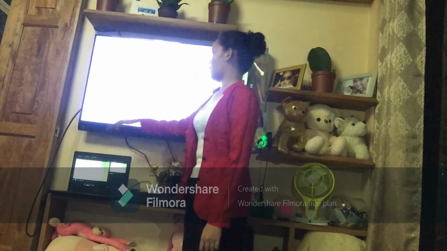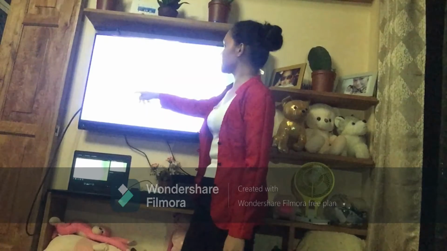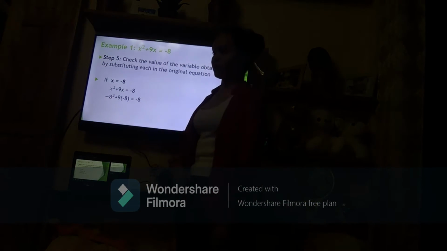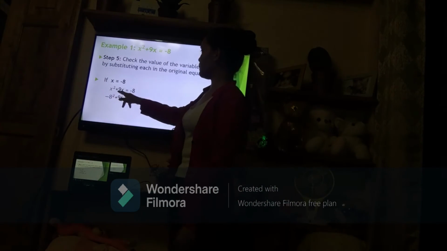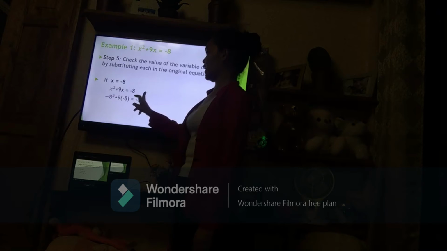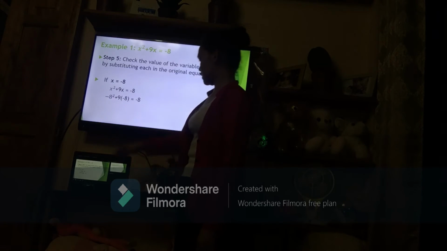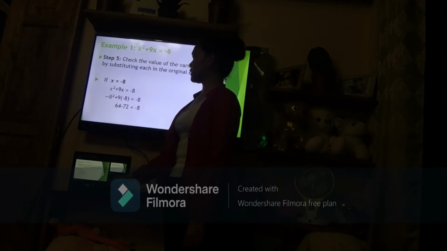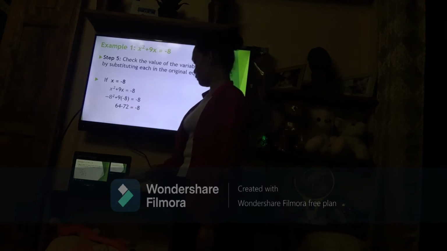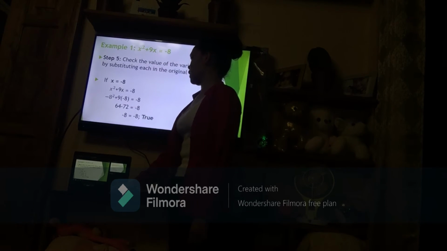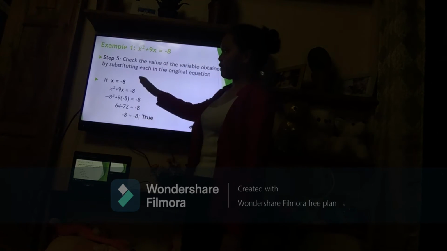Next is x is negative 8. So again, we will just substitute into x squared plus 9x is equal to negative 8. Negative 8 squared plus 9 times negative 8 is equal to negative 8. And then 64 minus 72 is equal to negative 8. Okay? So the negative 8 is a solution of our equation.